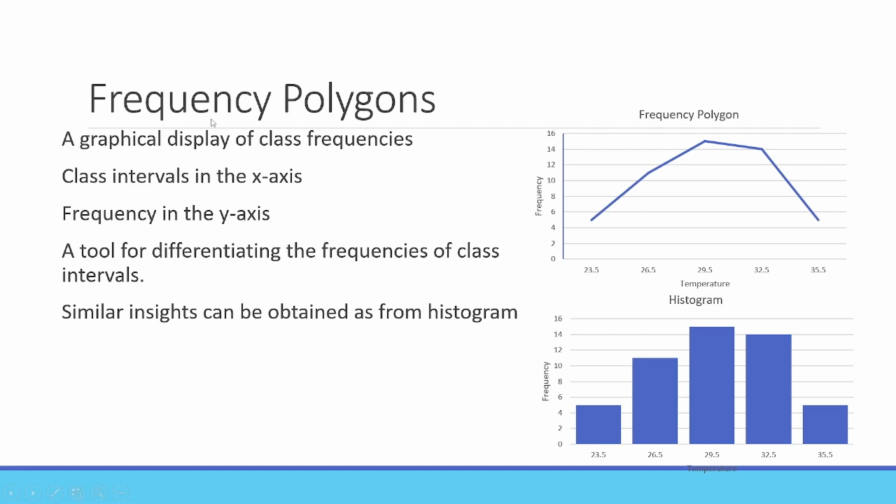So what are frequency polygons? They are a graphical display of class frequencies, with class intervals on the x-axis and frequency on the y-axis. A tool for differentiating the frequencies of class intervals. You can get similar insights as those obtained from histograms. Now we will try to see how we can create these frequency polygons in Excel.